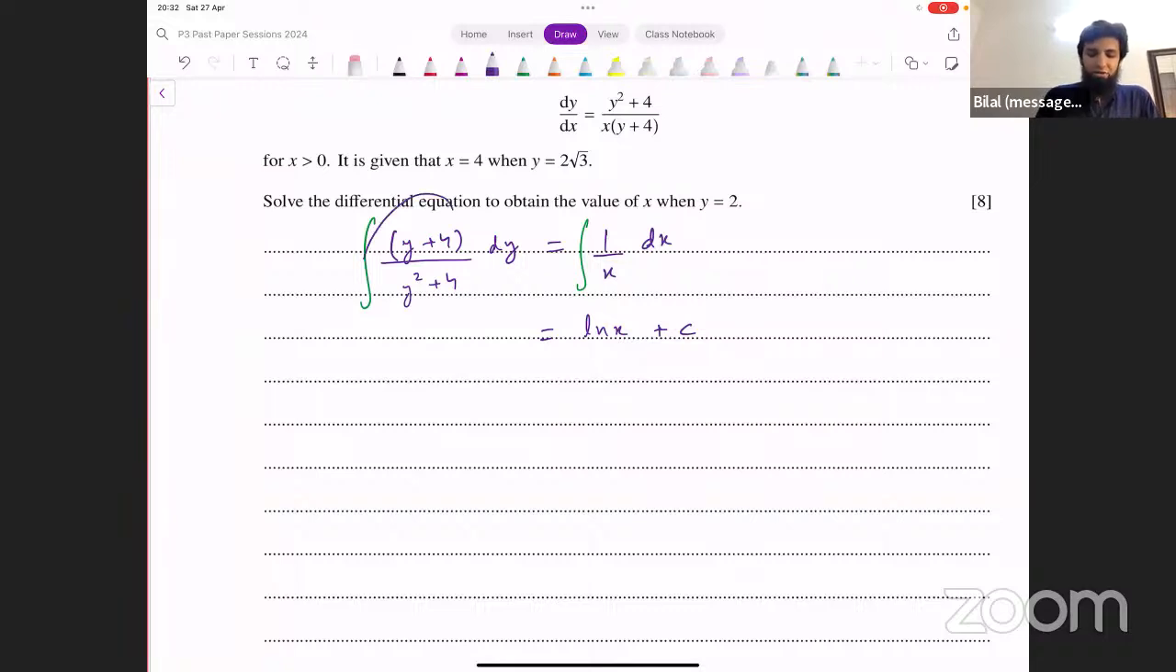Okay, now what about the integration of the first part? How do you integrate this part? y plus 4 over y squared plus 4. It's again a fraction. How do we integrate fractions? We've got multiple rules for that. Ln rule, tan inverse rule, partial fractions, and some other rules as well. Ln rule, does that work?